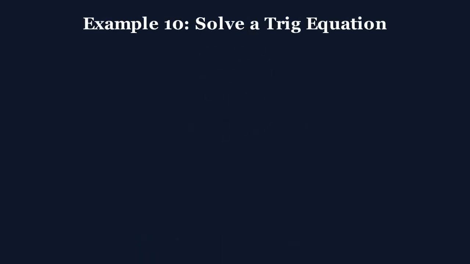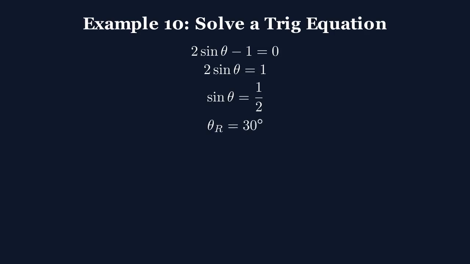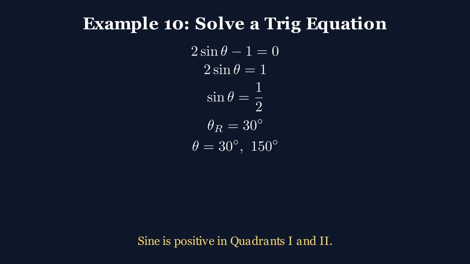Example 10. Solve 2 sine theta minus 1 equals 0 from 0 degrees to 360 degrees. First isolate sine theta. 2 sine theta equals 1, so sine theta equals 1/2. The reference angle is 30 degrees. Sine is positive in quadrants 1 and 2. Therefore theta equals 30 degrees or 150 degrees.